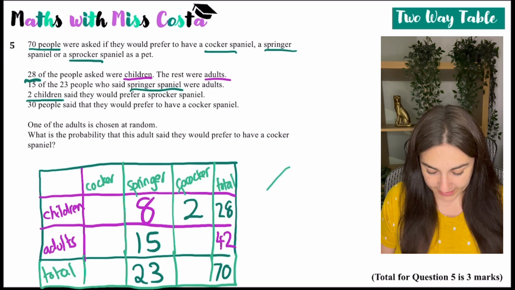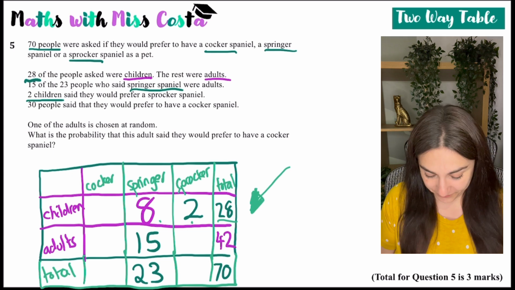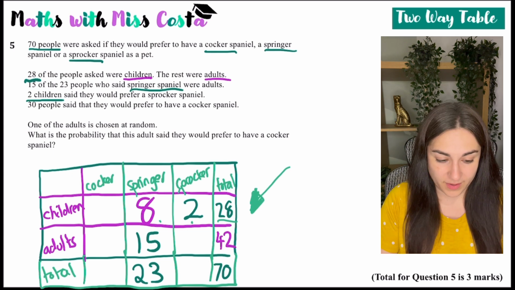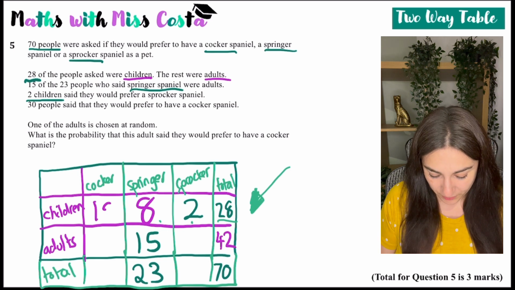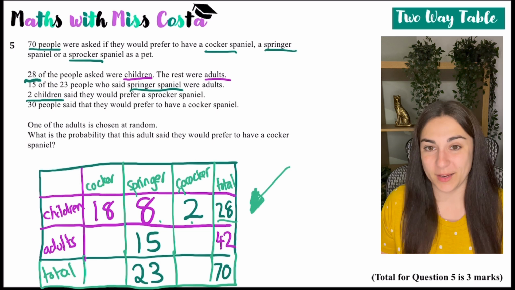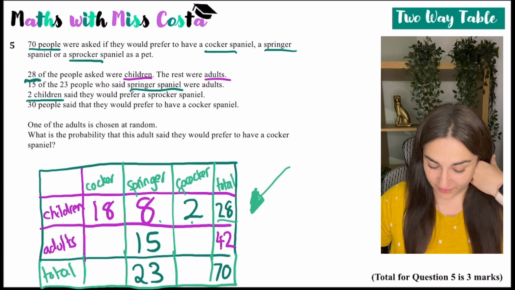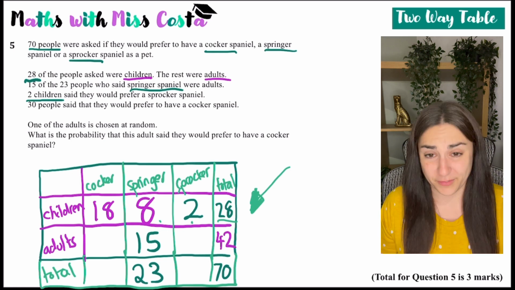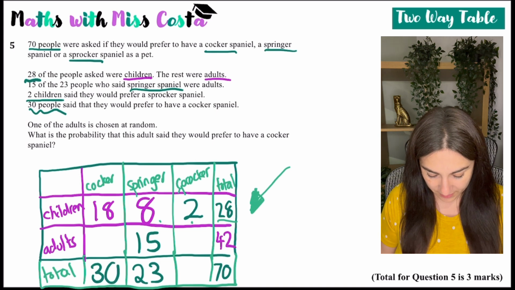And now, if you can see, you've got all of this information here. You know that there is a total of 28 children. 8 of them said Springer, 2 of them said Sprocker. So therefore you can figure out what the last bit is. So 28, take away 8, take away 2 is 18. Obviously you don't need to do this. I just like figuring them all out anyway because it's fun. But you might not actually have needed that information. I haven't even read to the last bit of the question, even though I literally wrote this question a few hours ago. Okay, so next piece is 30 people said that they would prefer to have a Cocker Spaniel. So 30 people, so the total would be 30.